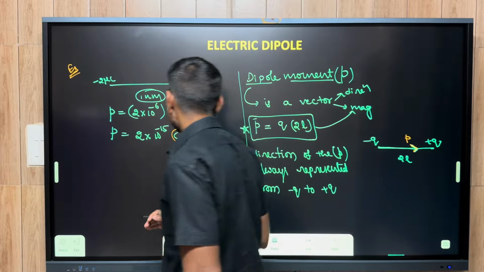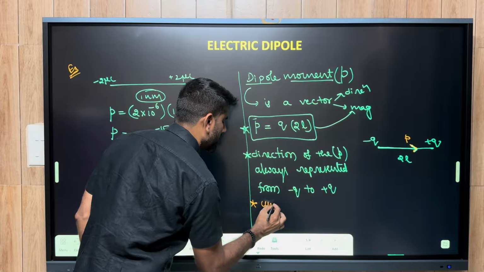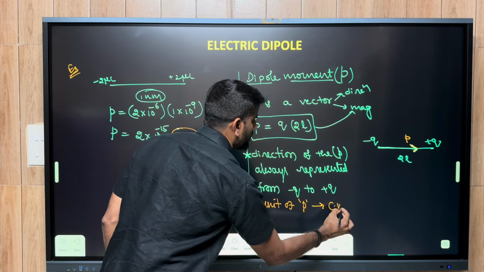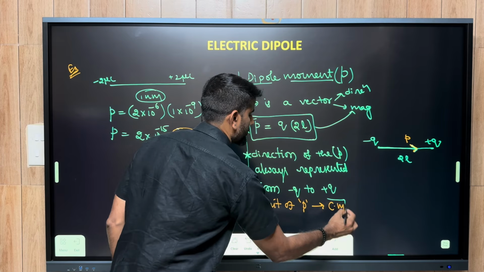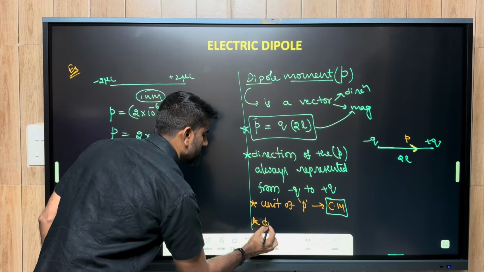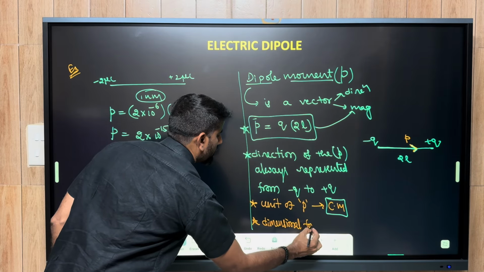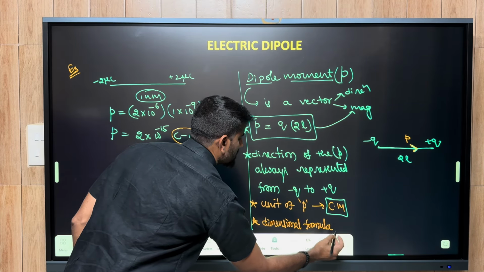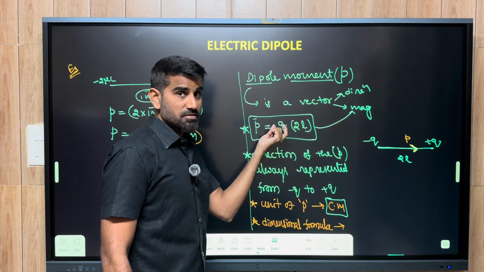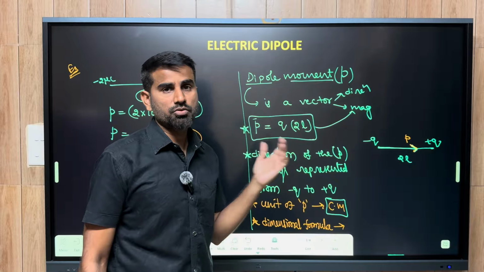Okay, so here I'm going to write it: unit of dipole moment is coulomb meter. Okay. Now let's find the dimensional formula. How do we find this dimensional formula? The charge is not a fundamental quantity. Rather, it can be expressed in terms of fundamental quantities, which is I into T. Q is equal to IT.